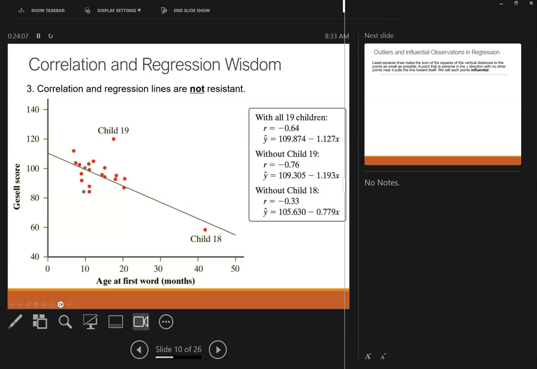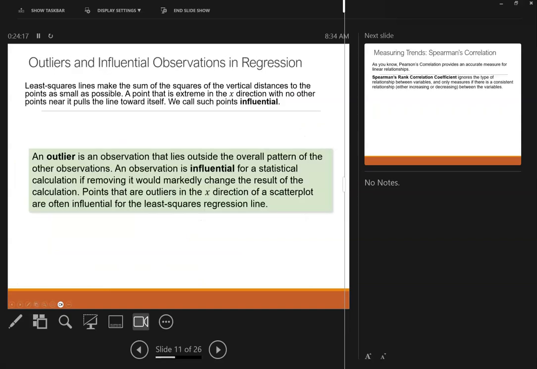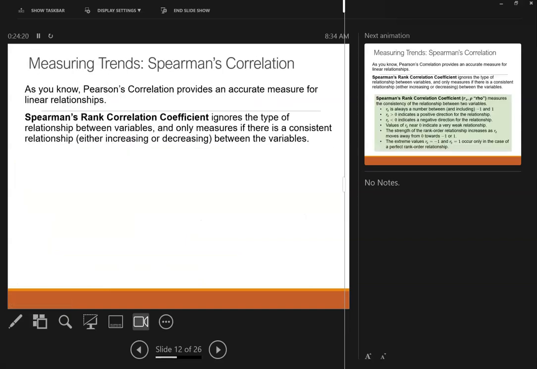And we noticed that removal of child 18 had a much bigger impact on our R value than the removal of child 19. Is everybody okay with that idea? So those outliers in the x direction are really the ones that you want to watch out for.